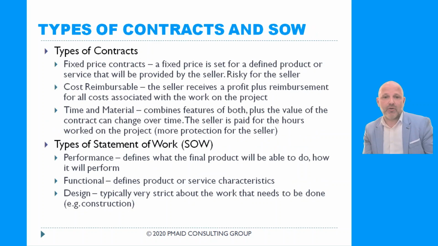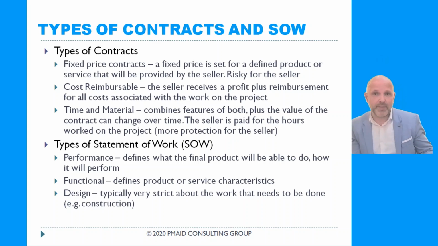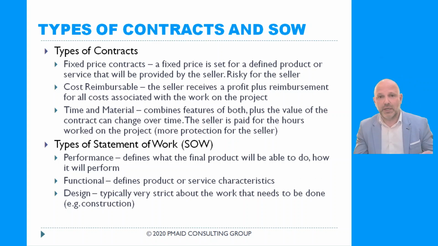Here is another comment related to project procurement: types of contracts and statements of work. So there are three major types of contracts. Of course, there could be more, but these are the three major types that I would like to tell you about. The first one is called fixed price contract. A fixed price is a contract where the price is set for a determined product or service that will be provided by the seller. So for example, we say, okay, we implement this feature for you, and we don't charge you for the time that we work. It doesn't matter how much effort we spend, it will cost you $20,000.